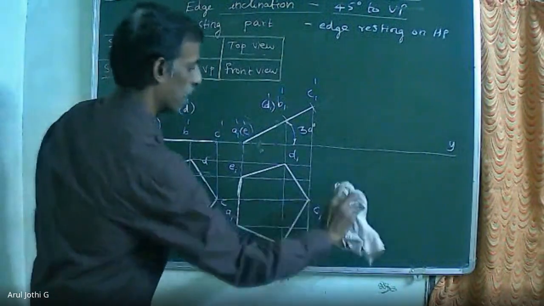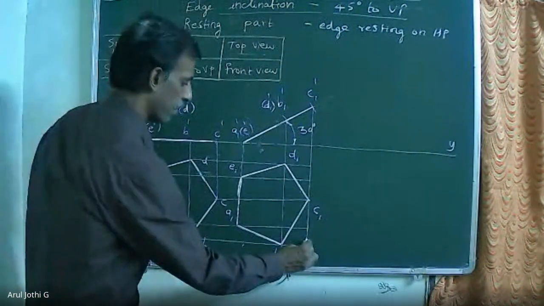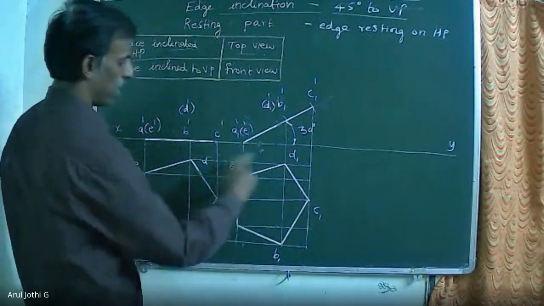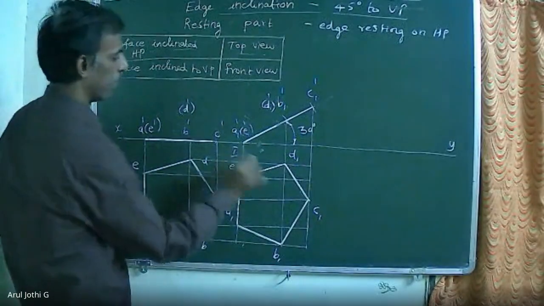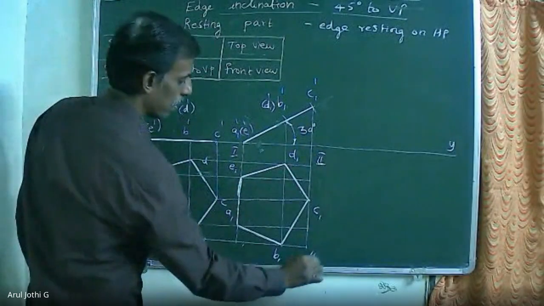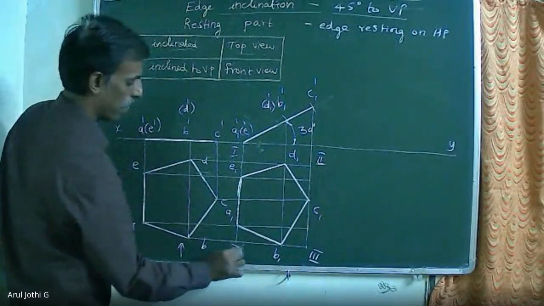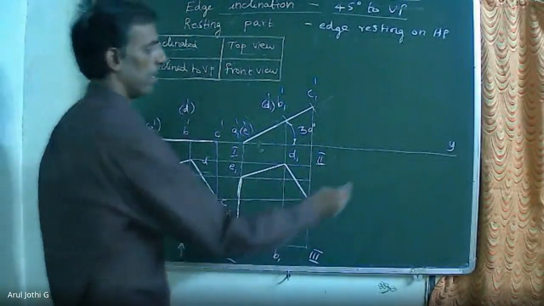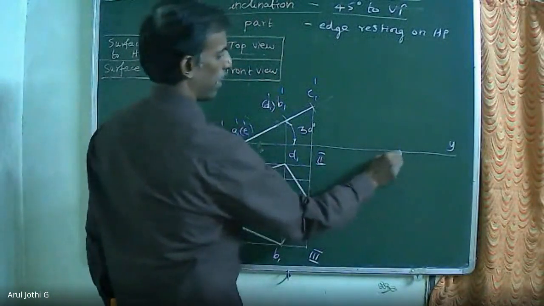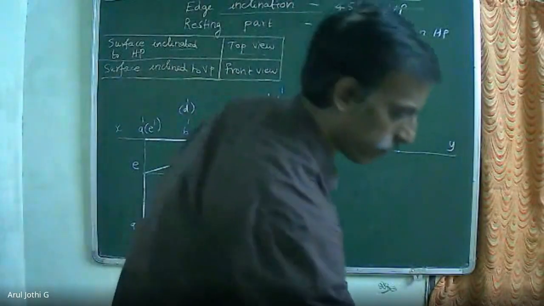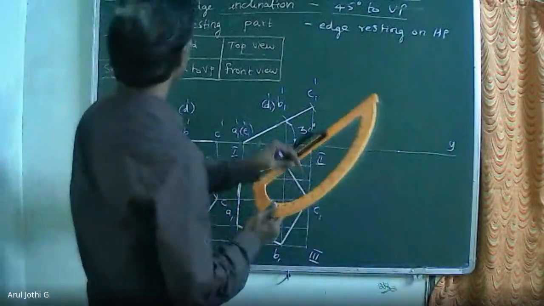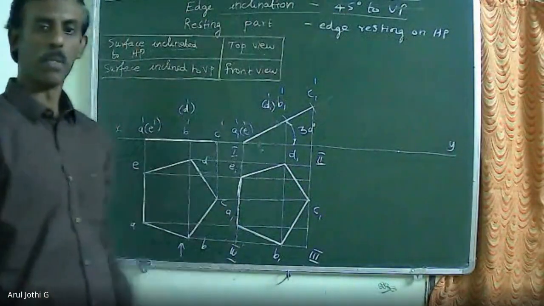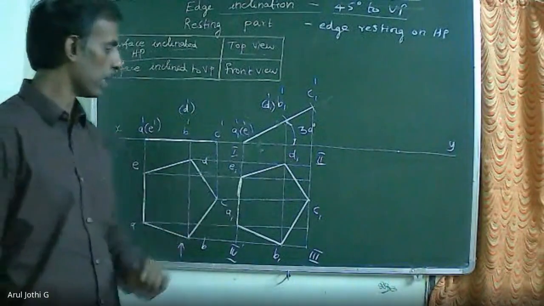Erase the extra lines. Now enclose this top view inside the rectangle. This will be 1, 2, 3, and 4. Now this top view I am going to rotate in the diagram. Now mark one point here. Now the edge is inclined 45 degrees to VP. Which edge do you have to rotate here?